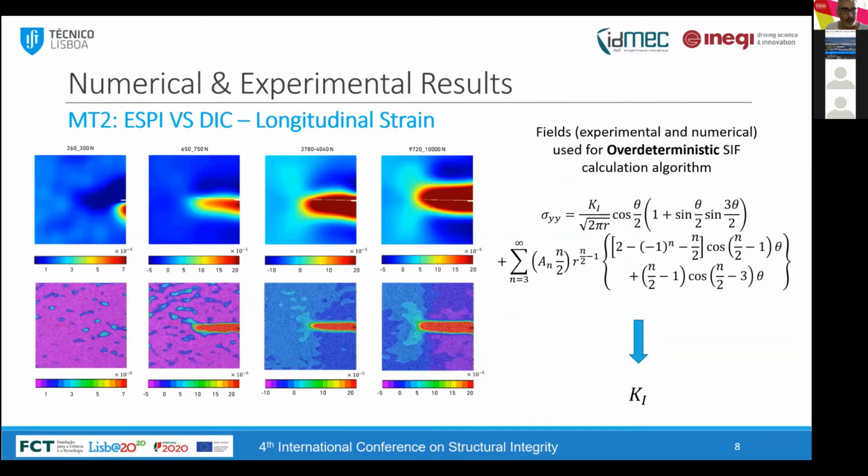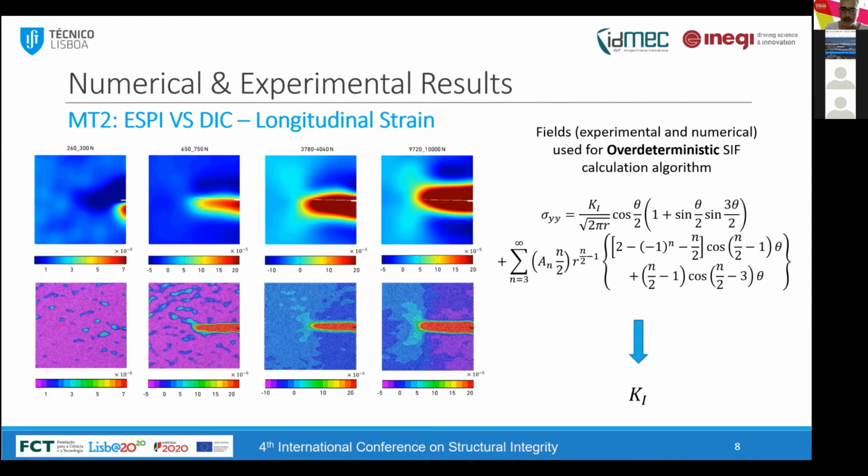So here are some of the already shown experimental results. As we can see from both the ISPI or the DIC images, as the load increases, we can see a very large zone with some plastic deformation. And this plastic deformation is visible throughout the whole crack front, as we can see here. And this is exactly what we wanted to simulate with our numerical model.